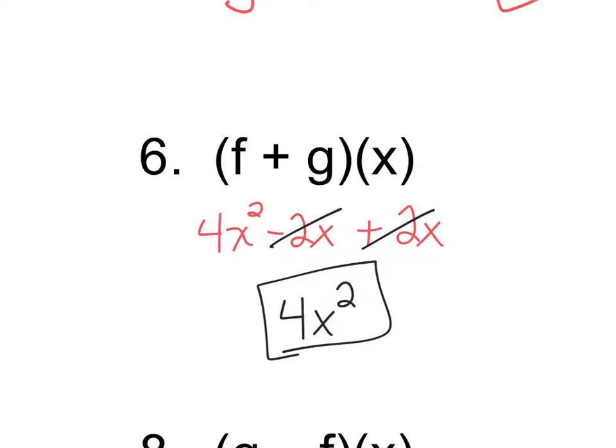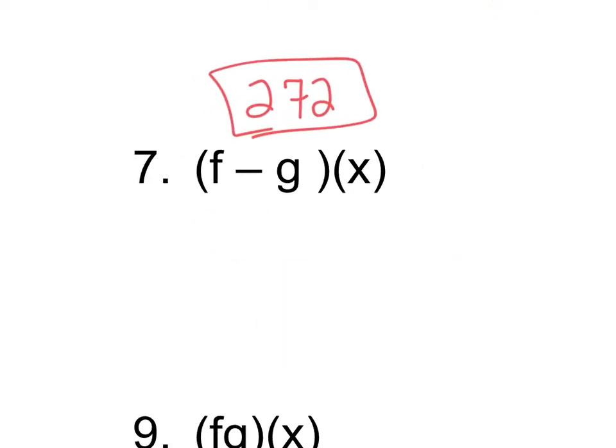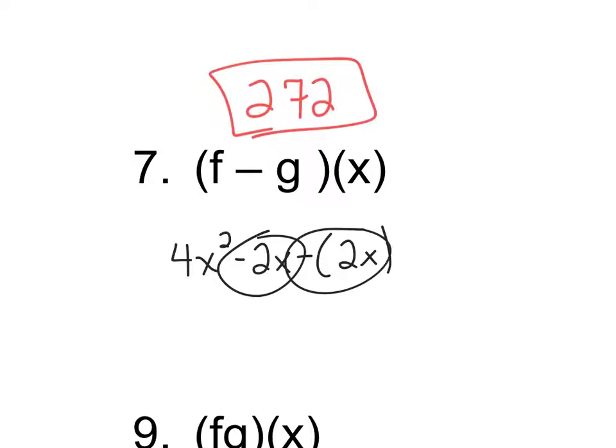Let's look at number 7. F minus g. Now, you got to be careful here. This is going to be your 4x squared minus 2x, but when we subtract, always put what you're subtracting in parentheses. Now, in this one, it's not such a big deal. It will be a big deal in a minute. Well, I can take the parentheses off, and then I have negative 2x minus 2x. I got 4x squared minus 4x.